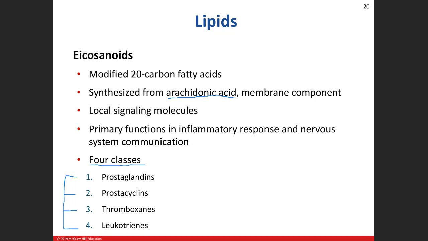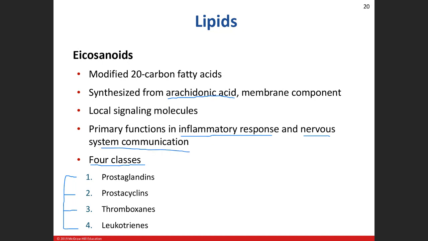And at certain points through this whole cascade of events, you'll get these 4 classes of eicosanoids: prostacyclins, prostaglandins, thromboxanes, and leukotrienes. We've talked about a few of these when we were talking about the inflammatory effect when you damage a blood vessel. We talked about the immune response there and what happens. So we're going to see that these eicosanoids play a big role in the inflammatory response. Not only that, nervous system communication.